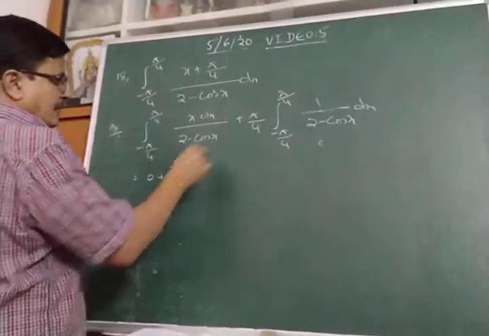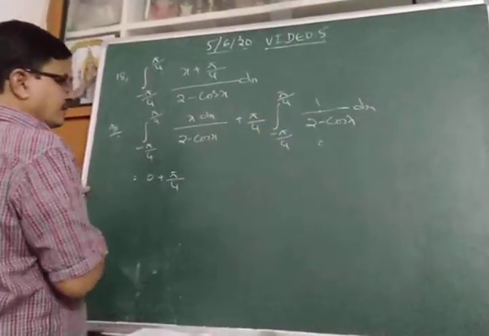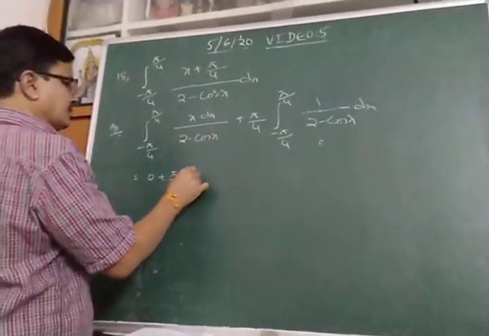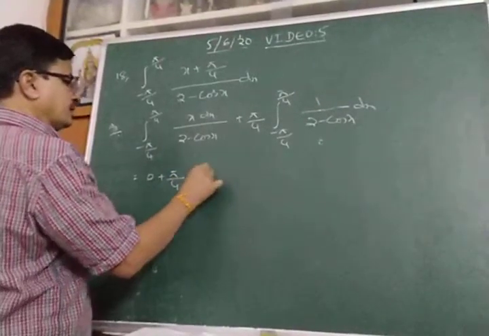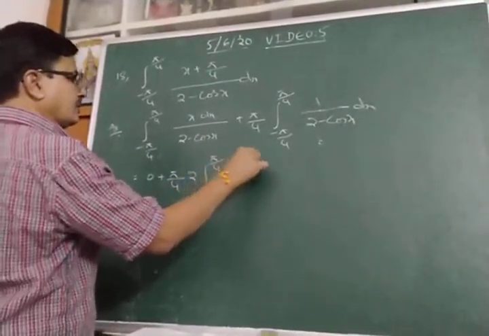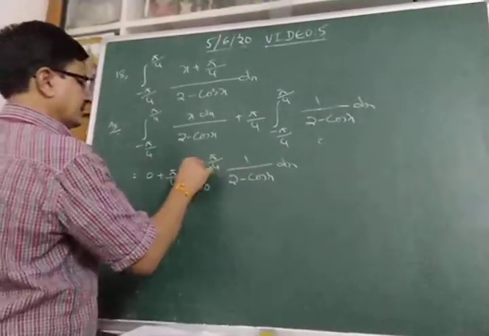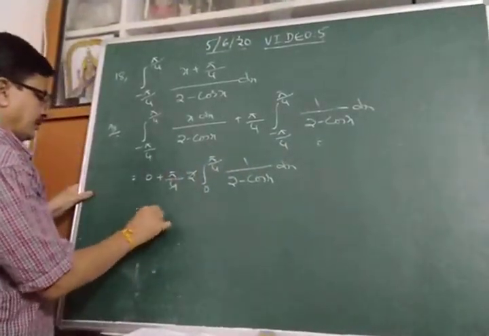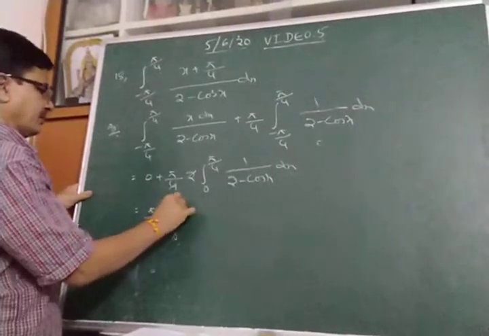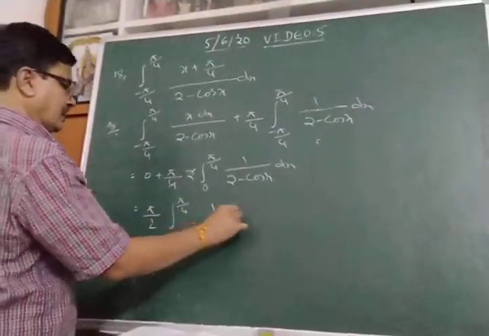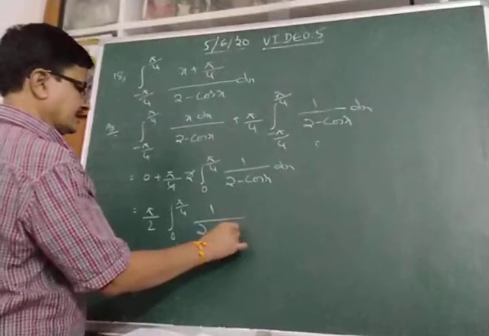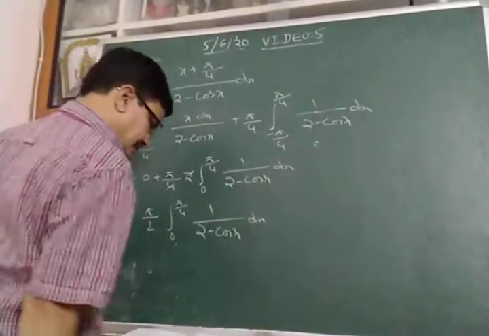This is an even function, so that's why we write 2 into integral 0 to pi by 4 of 1 by 2 minus cos x dx. This is pi by 2 into integral 0 to pi by 4 of 1 by 2 minus cos x dx.